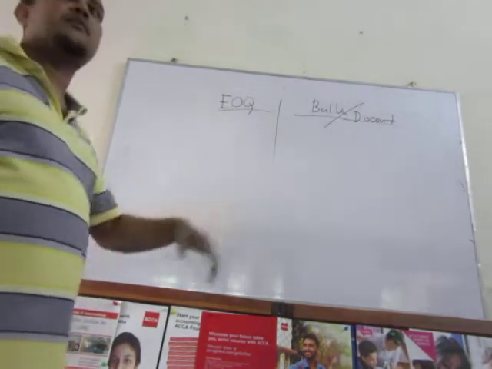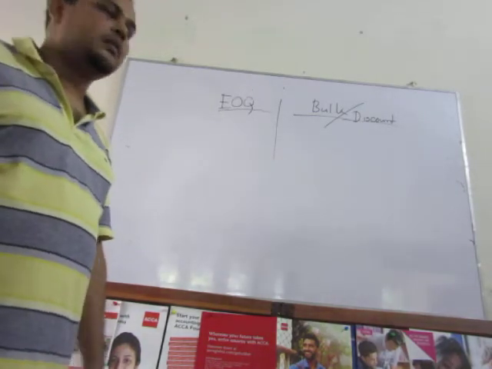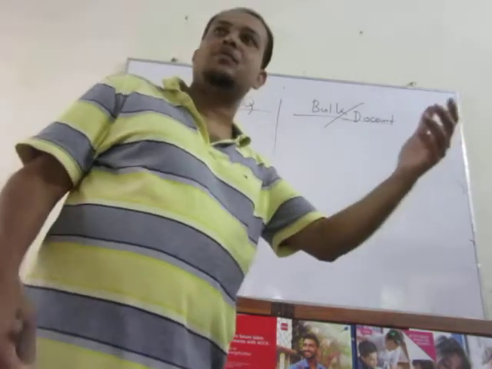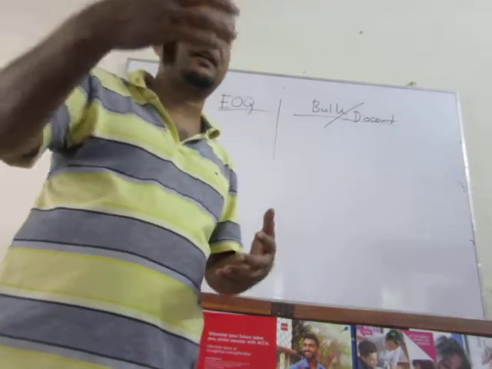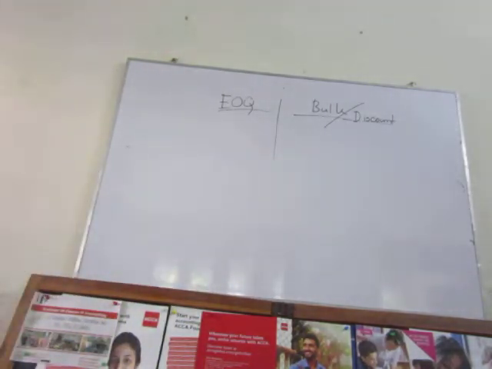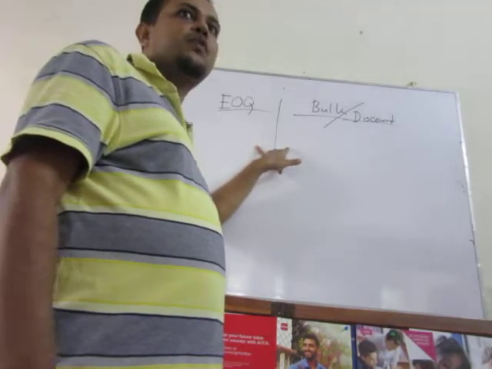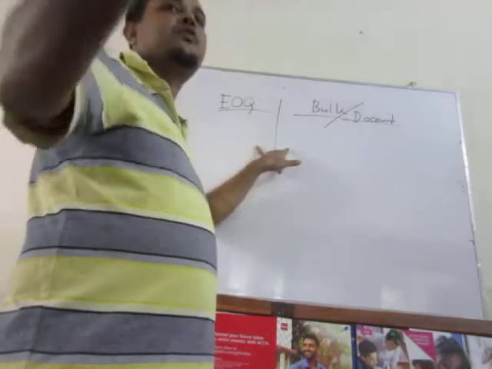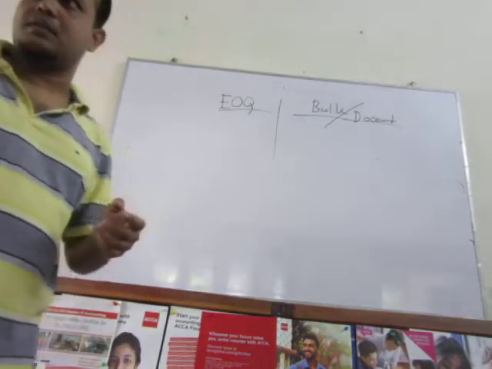EOQ we have calculated why? To minimize the stock related annual cost. Bulk is another option for how we can lower the cost. That means if you go for bulk, in that case you can take the discount provisions. There is another type of lowering the cost. Now the question is which one to go for. In that case you have to compare two different things.